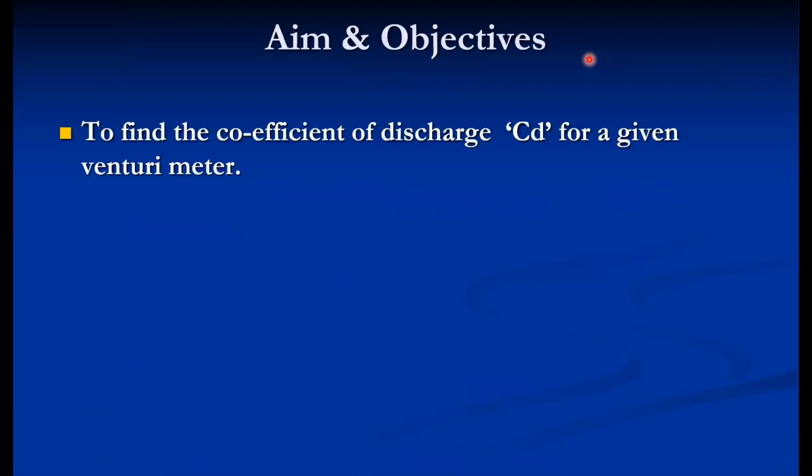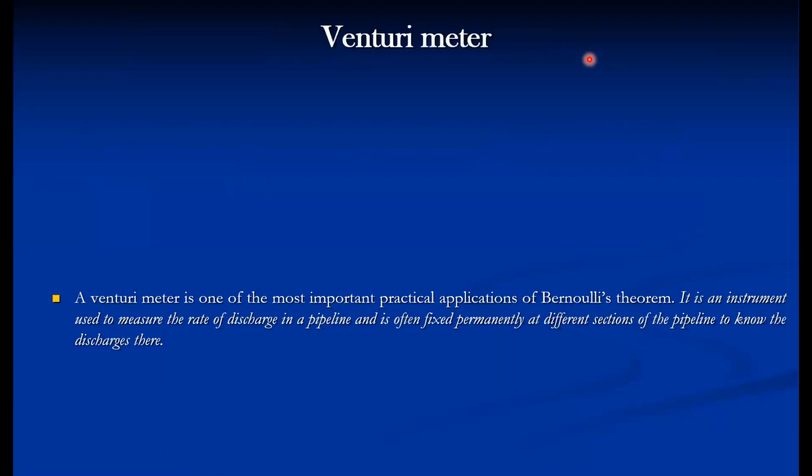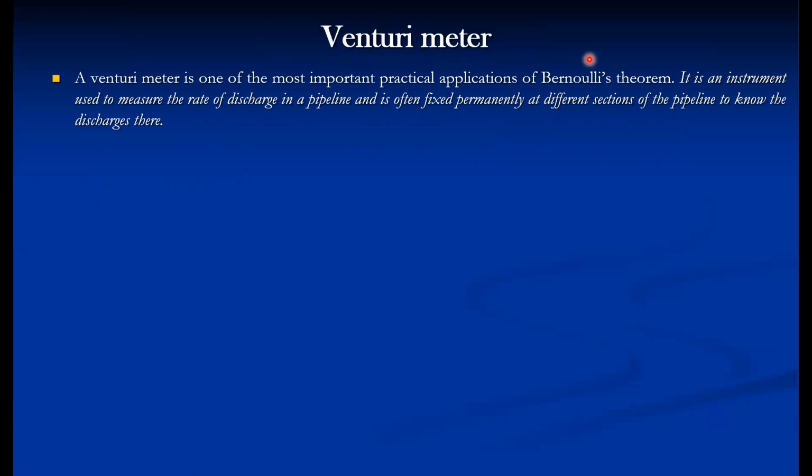The aim and objective of this experiment is to calibrate venturimeter. That means to determine the coefficient of discharge CD for a given venturimeter. Venturimeter is one of the most important practical applications of Bernoulli's equation, and it is an instrument which is used to measure the rate of discharge in a pipe and is often fixed permanently at different sections of the pipe to know the discharge there.